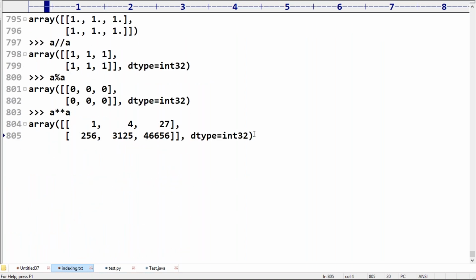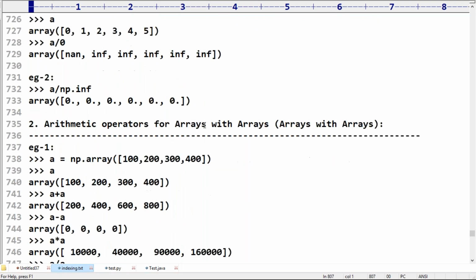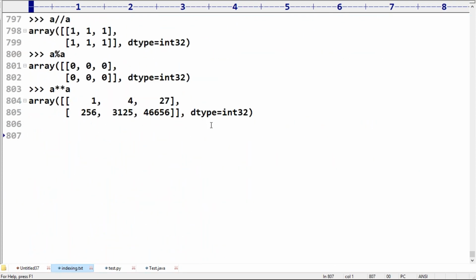Okay, are you feeling comfortable? Any doubt about this one? Can you please confirm how you can perform arithmetic operations? Now here, we just perform arithmetic operations on arrays with arrays.